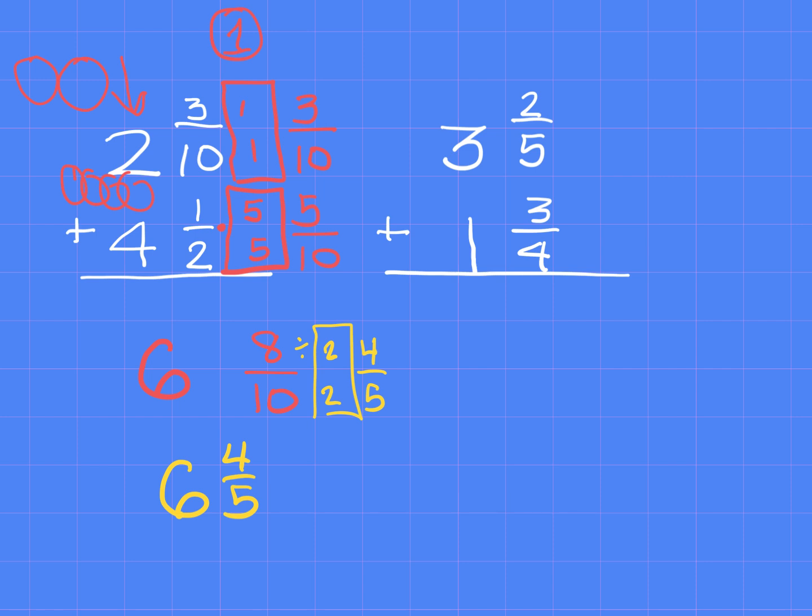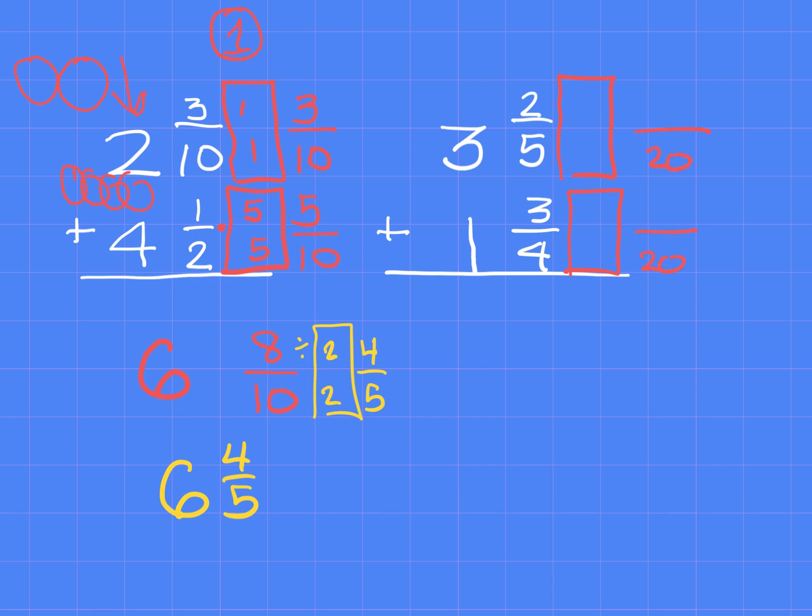Pause the video at any time if you want to try the next one by yourself. 3 2/5 plus 1 3/4. So our common denominator here, if you were to count by 5s and count by 4s, we've got 5, 10, 15, 20. 4, 8, 12, 16, 20. So they both will meet out of 20 slices. So we're going to make them both out of 20.